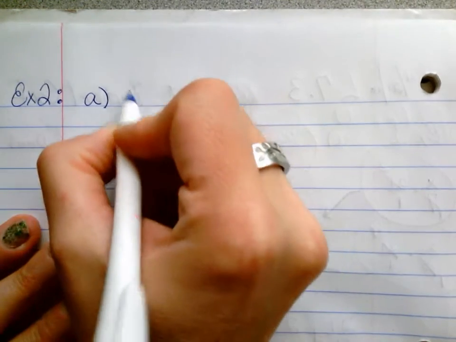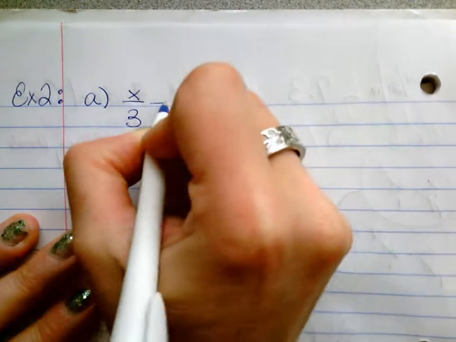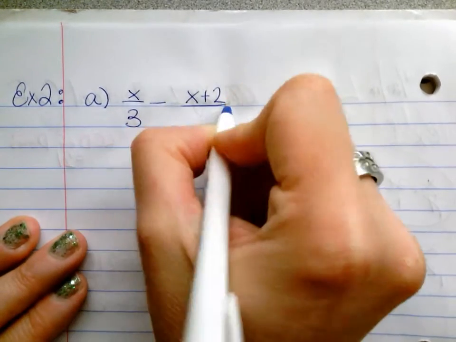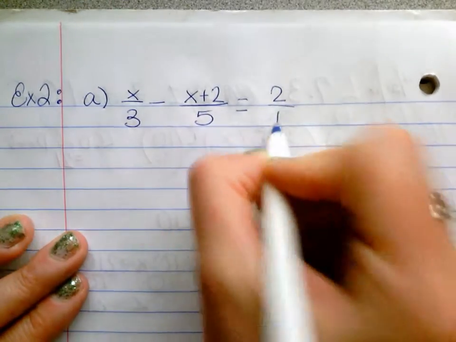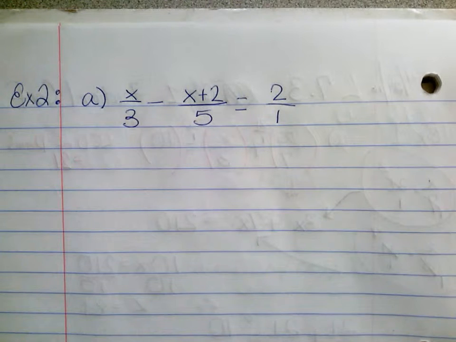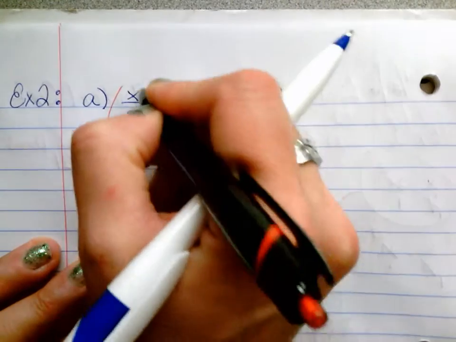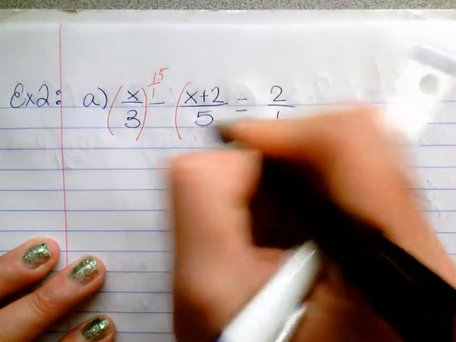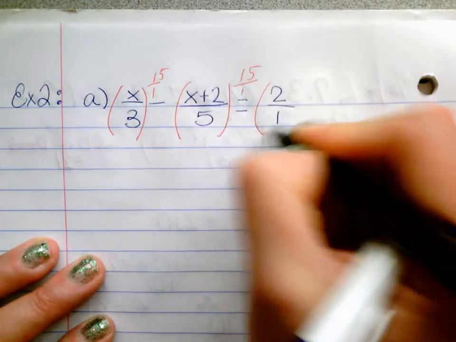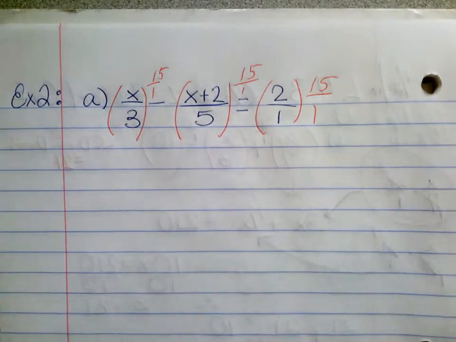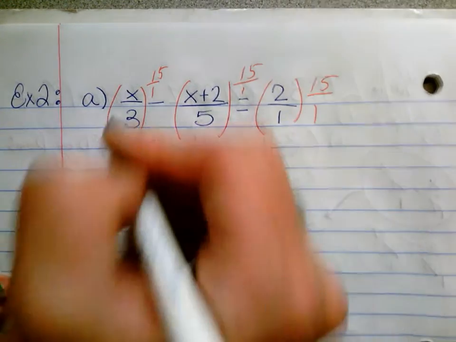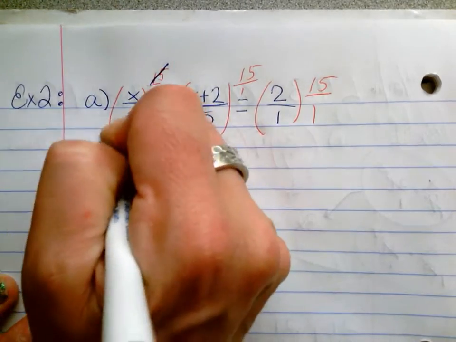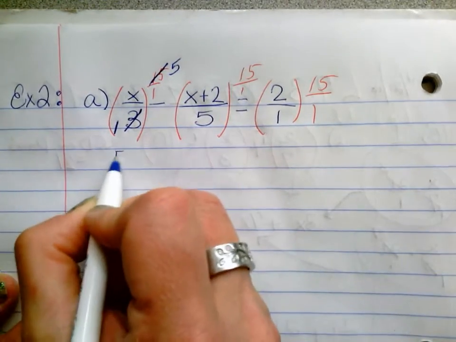Let's do it. x over 3 minus (x plus 2) over 5 equals 2 over 1, for fun. Lowest common denominator of 3 and 5? 15. 15 over 1. Usually I leave myself more space, but I'm just forgetting to do it. 3 and 5, or 3 and 15. So we got 5x, right?